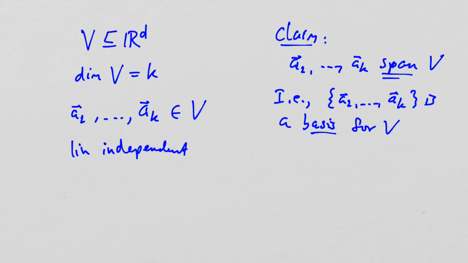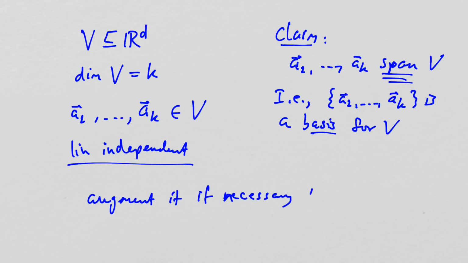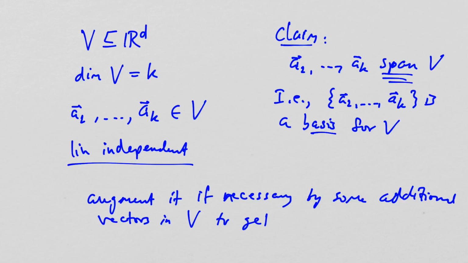Okay, but how do I know they span? Well, you can always take any linearly independent set and augment it, if necessary, by some additional vectors in V to get a basis of V. Augment it meaning by adding vectors. Remember, we proved in general that any linearly independent set in a vector space can be augmented to become a basis for that vector space.